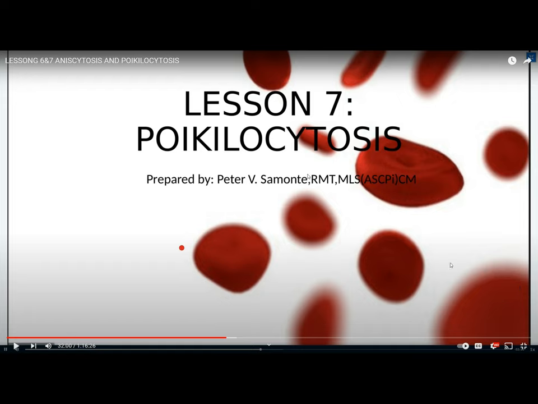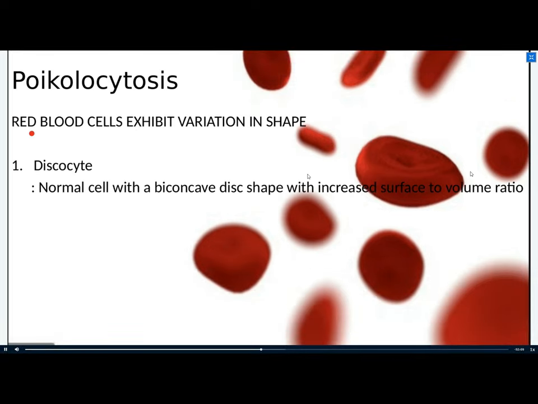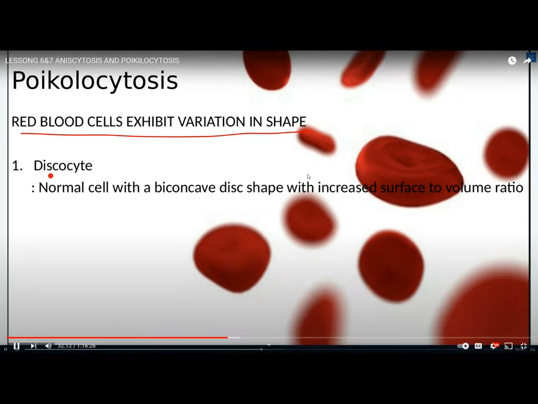So, let's start. Your poikilocytosis. Now, when you say poikilocytosis, class, this will refer to the variation in shape. So, first one would be your discocyte. Your discocyte, class, is the normal cell with a biconcave disc with increased surface to volume ratio. Please copy. I'll give you enough time to copy this since you have no available handouts. You have until the end of the day to submit.